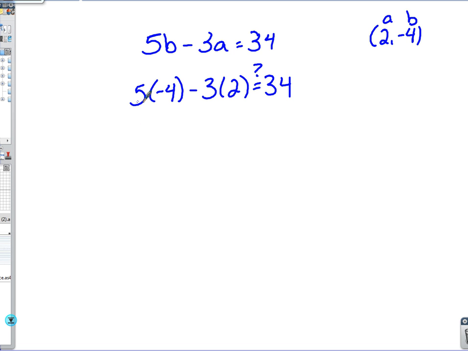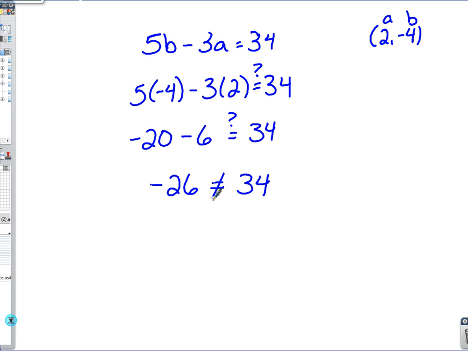5 times -4 gives you a -20. And here you've got two options. I treat this as a -3. You have -3 times +2 gives me a -6. So I have -20 minus 6 equals 34, which is not true because -20 minus 6 is actually equal to -26, and that is not equal to 34. Therefore, (2, -4) would not be a solution to this equation.